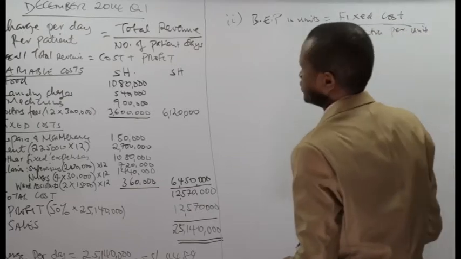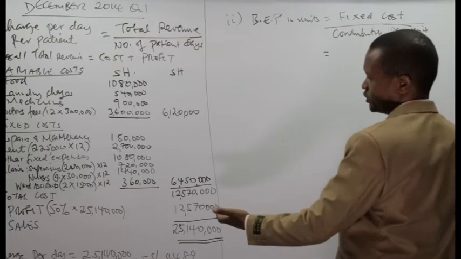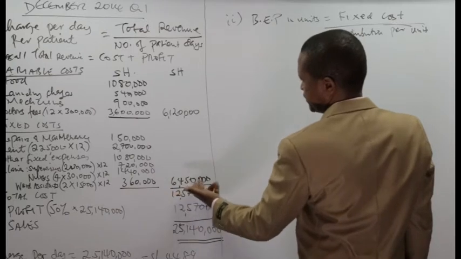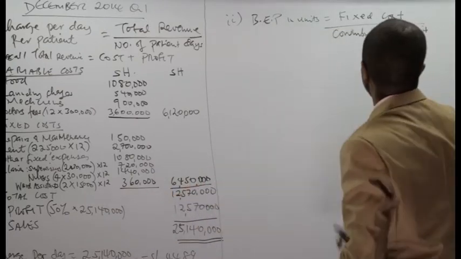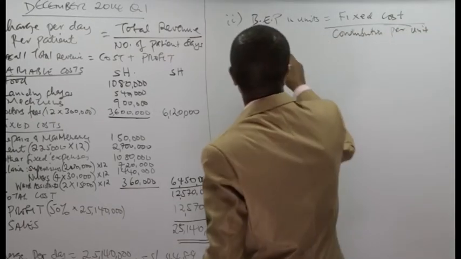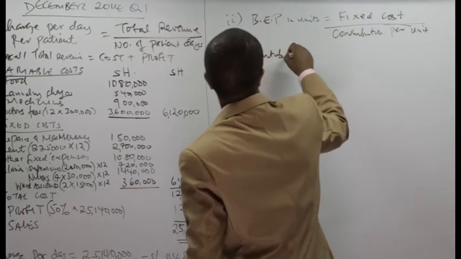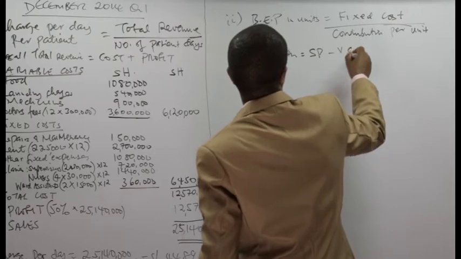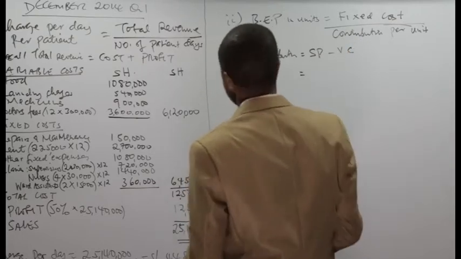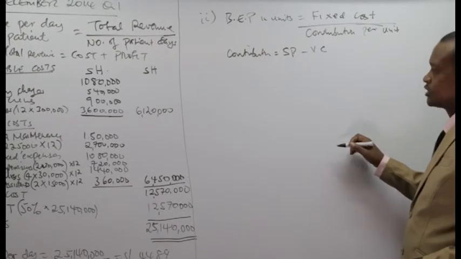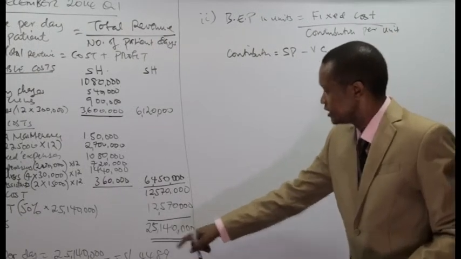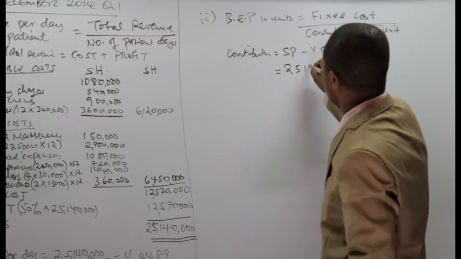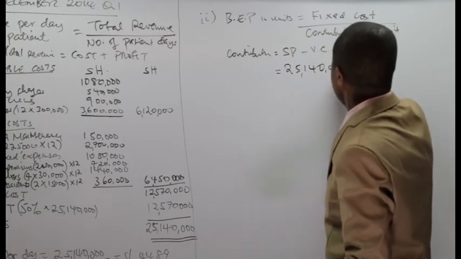From our question, we have the fixed costs. That's why we had to separate the fixed cost. Fixed cost we calculated 64,550. So we need to determine the contribution, and we know the formula: contribution is equal to selling price minus variable cost. We had calculated our selling price, which is 25,140 million, minus variable cost.